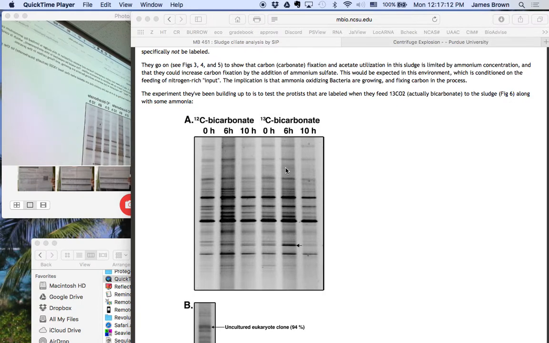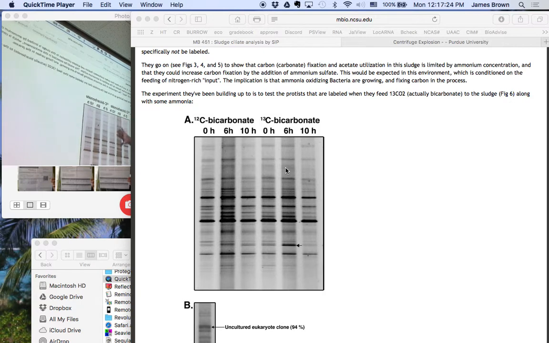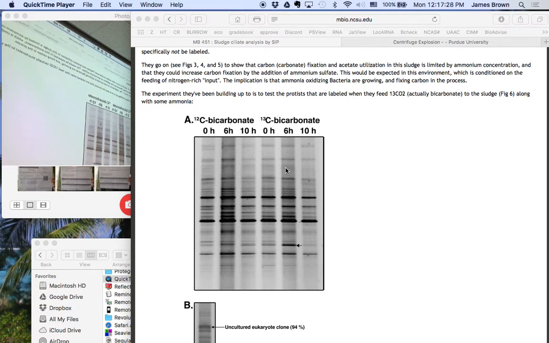Now notice there's a lot of stuff in the background here. In these experiments, you're pushing the limits of this procedure, and so you're looking for small differences. These are presumably unlabeled, but this is the amount of material that nevertheless ends up in that part of the gradient.